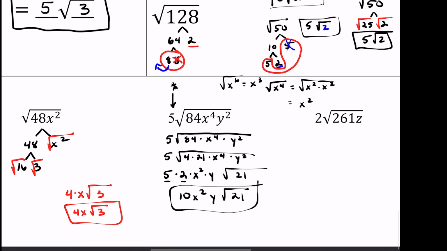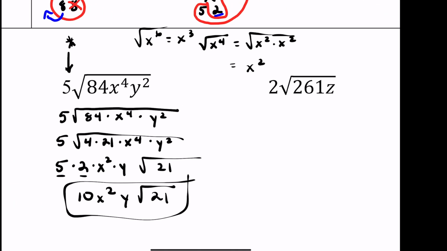Okay? All right, let's do the same thing for this one here. Remember that anything outside of the radical you have to take into consideration because you're going to be multiplying with the other numbers that come out. So I have 2 root 261 times z.